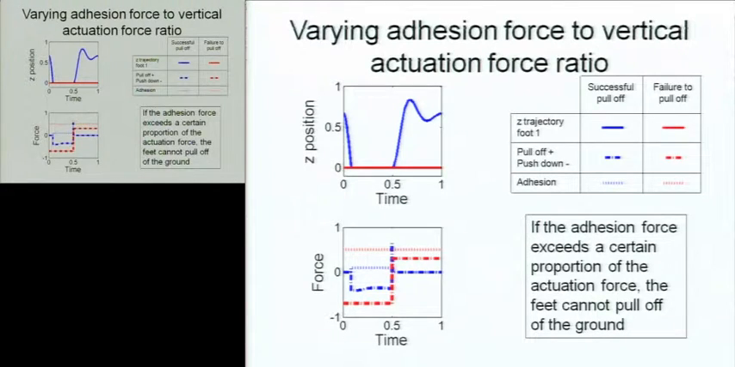The effect of small-scale foot-ground interaction forces on walking speed was negligible, except in the case of adhesion. If adhesion force increases too much relative to the actuation force, then the pull-off force at time 0.5 is smaller than the adhesion force, which causes the foot to stick to the ground and deviate from a normal trajectory.